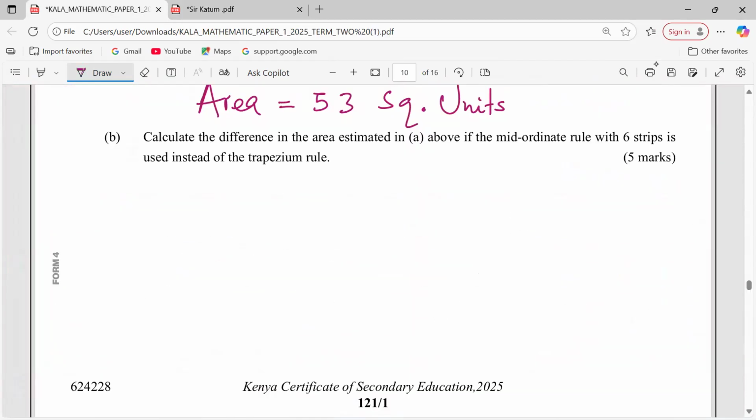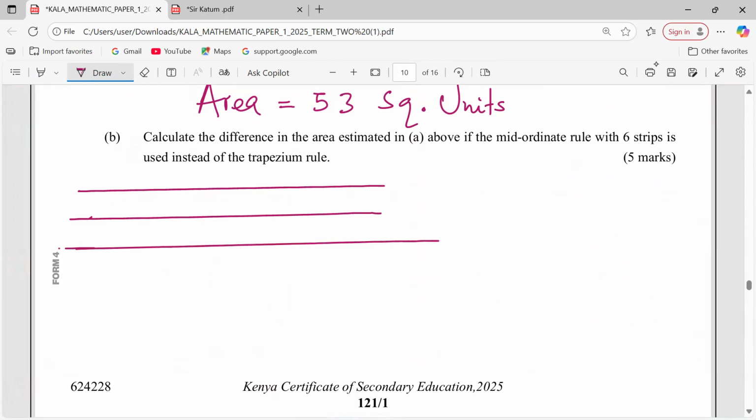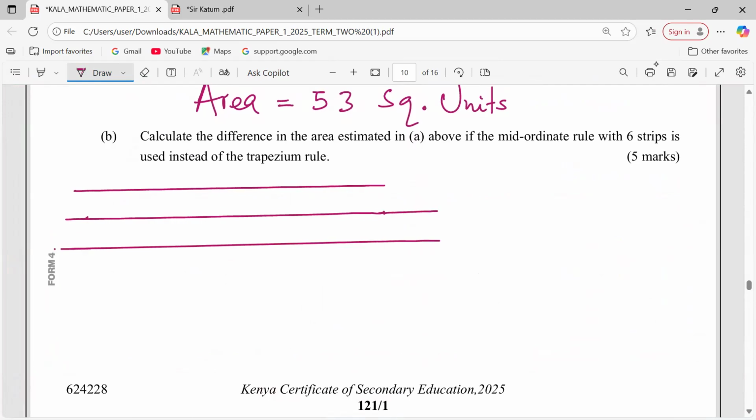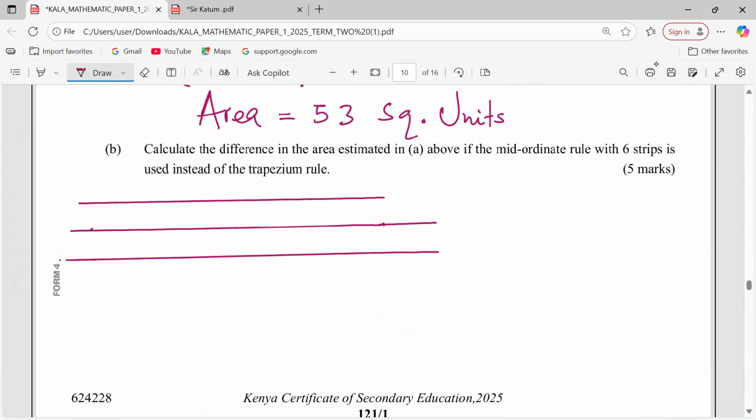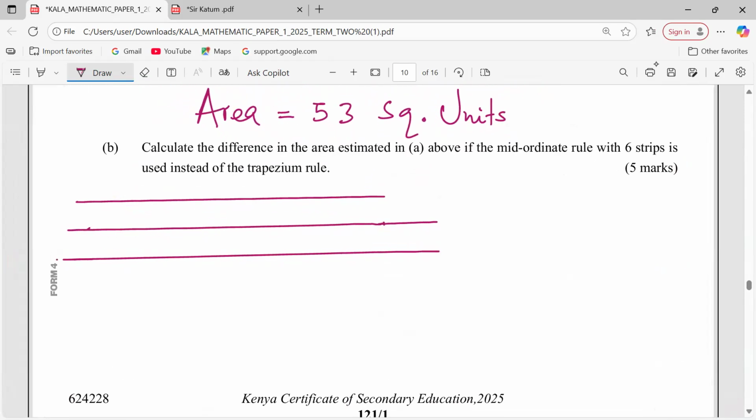Now we continue with the question, whereby we are adjusting the method from the trapezium rule to the mid-ordinate rule. When we have all the strips, it's very easy to get the middle heights. So we want to estimate the area using the middle heights only, instead of the heights that bound each strip.